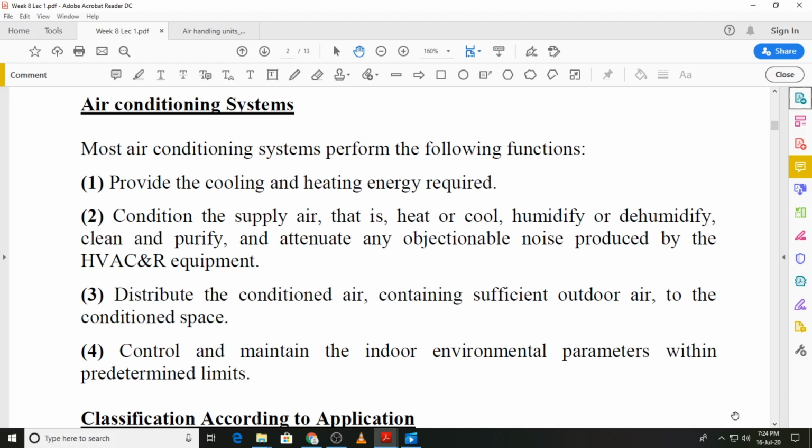That means in the right quantity or volume flow rate it has to be supplied to the conditioned spaces, and within the conditioned spaces we must also ensure that the air distribution is proper. That means that the air movement inside the conditioned space is also proper. Then of course we need to control the environmental parameters within the predetermined limits. We can allow the temperature or relative humidity to vary, but we will set those values, within which the temperature or relative humidity can vary. If it goes above or below that, then there must be a control mechanism for that.